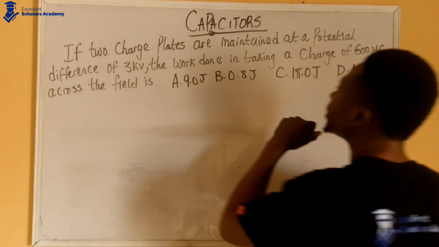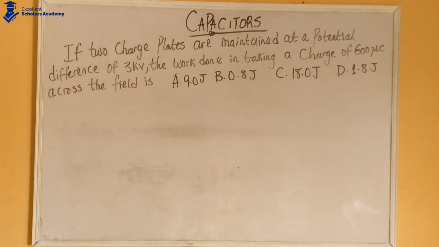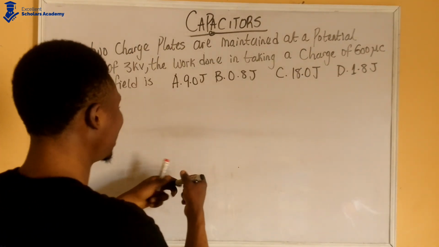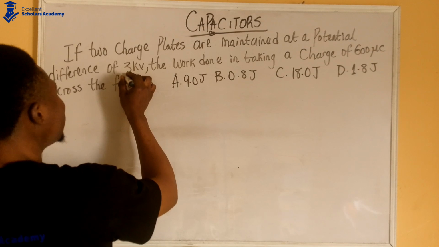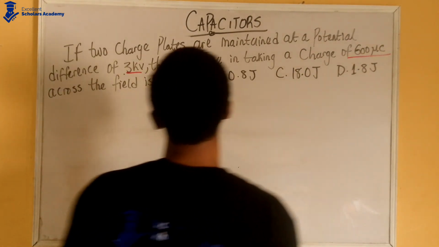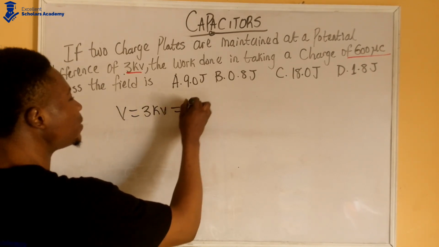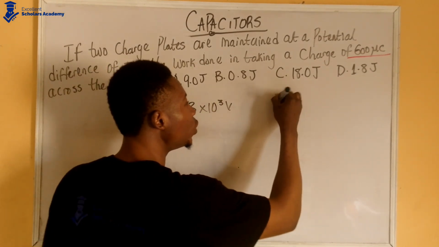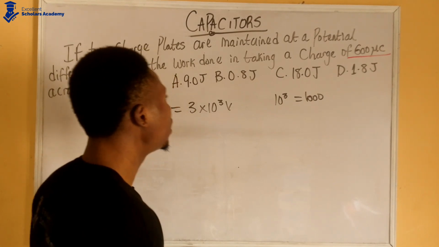If 2 charge plates are maintained at a potential difference of 3 kilovolts, the work done in taking a charge of 600 microcoulomb across the field is? The potential difference is given to us as 3 kilovolts and a charge of 600 microcoulombs is given to us. So we have V is equal to 3 kilovolts, which is the same thing as 3 times 10 to the power of 3 volts. This 10 to the power of 3 is kilo. 10 to the power of 3 is also 1000. Do you understand? So 1000.